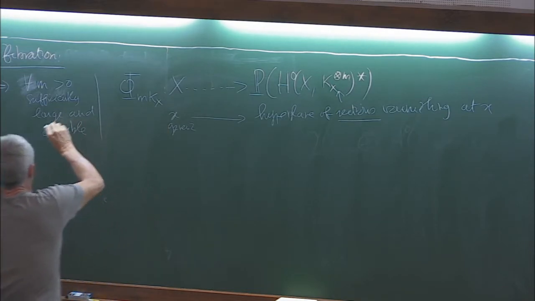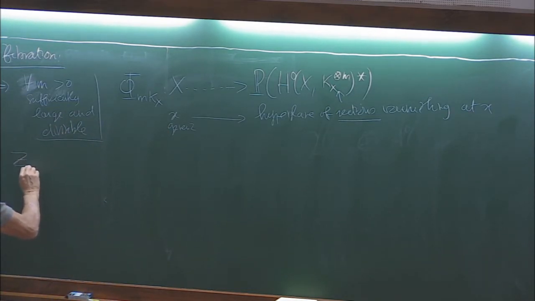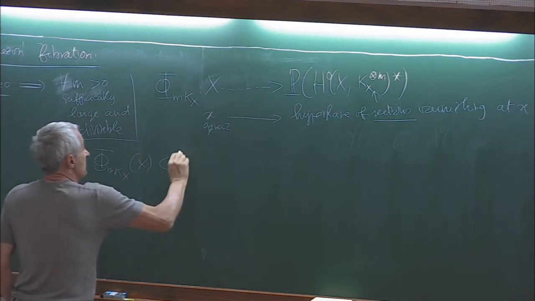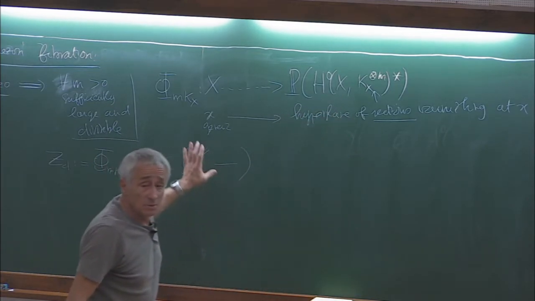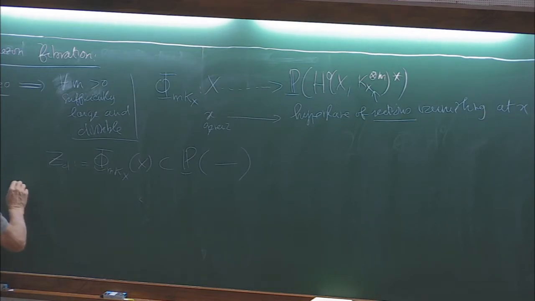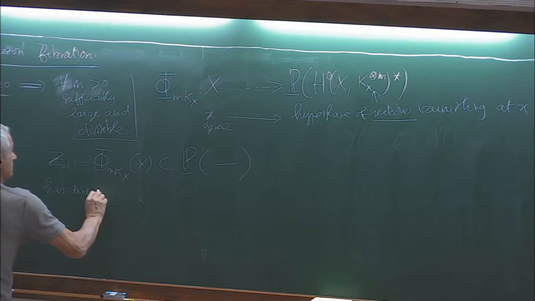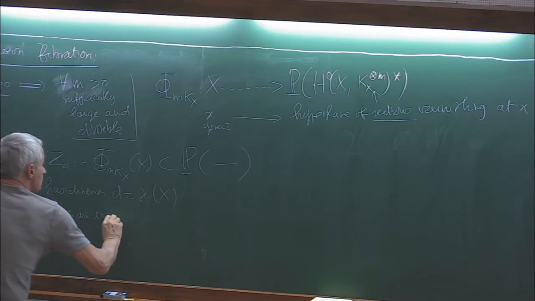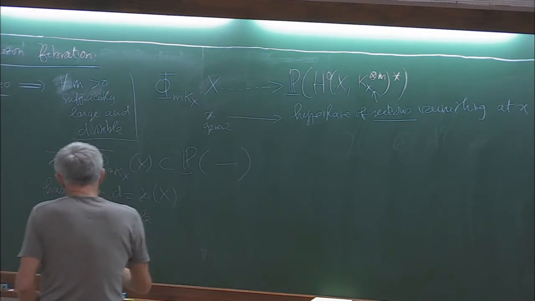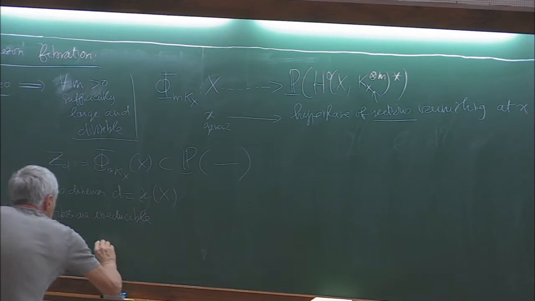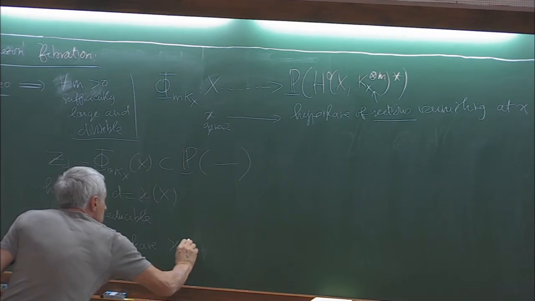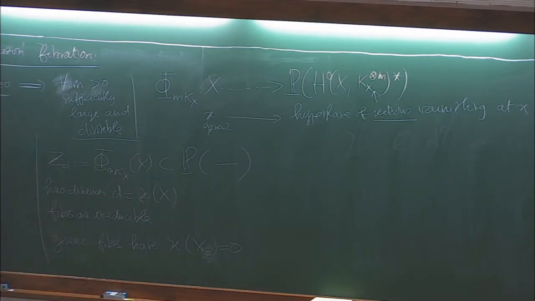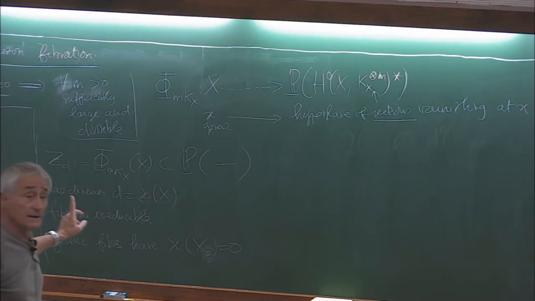And so now for m large and divisible, we have Z_D, for example. Let us say that this is the image phi_{mK_X} of X, contained in this projective space here. And so Z_D has dimension D, which is equal to kappa of X. The fibers are irreducible, and the general fibers have kappa of the fiber equal to zero. So we have this property.